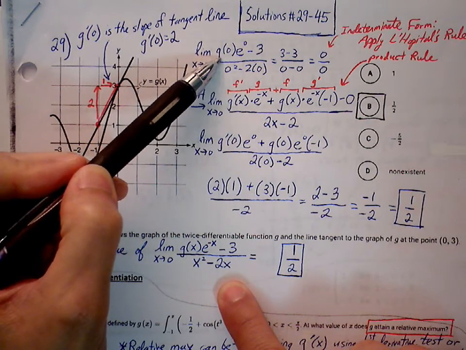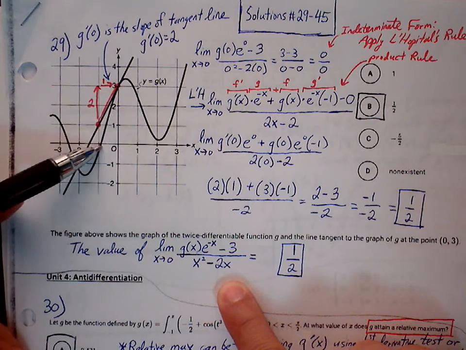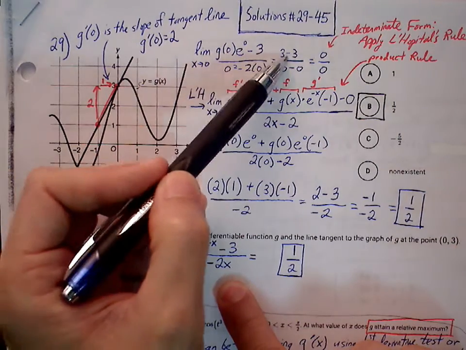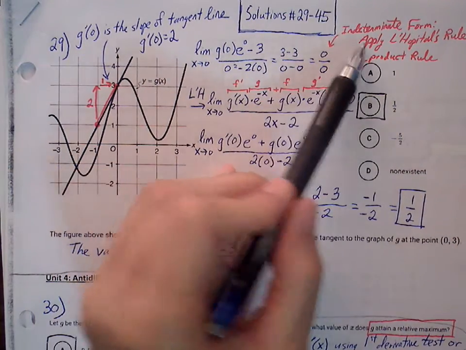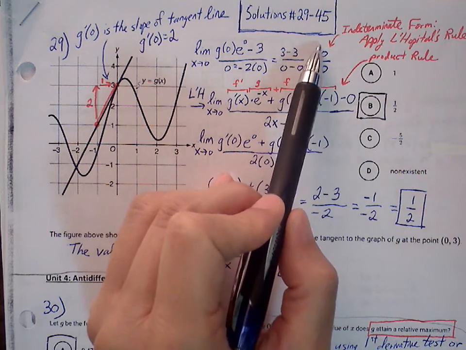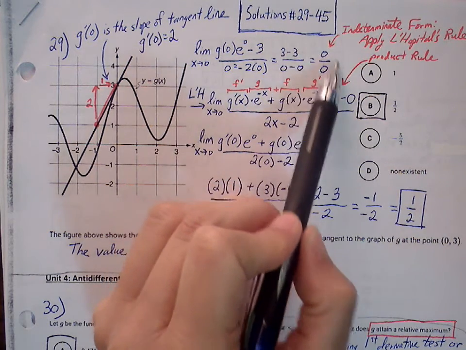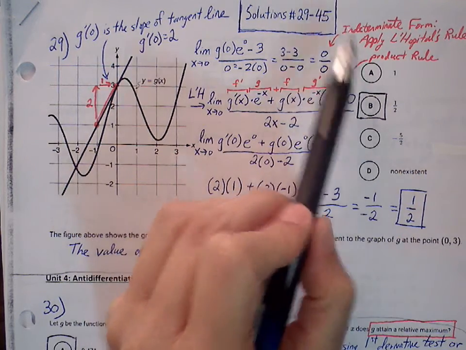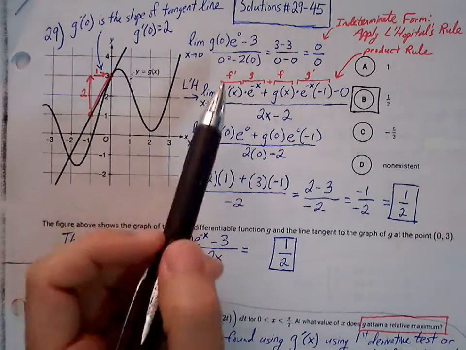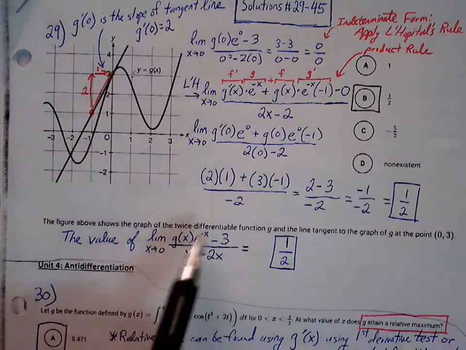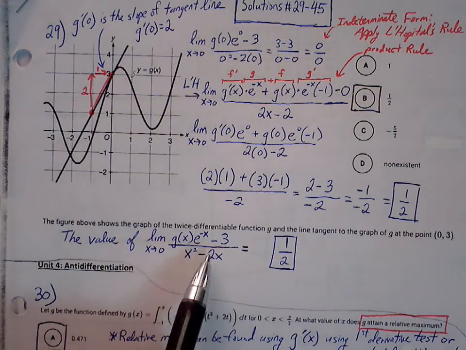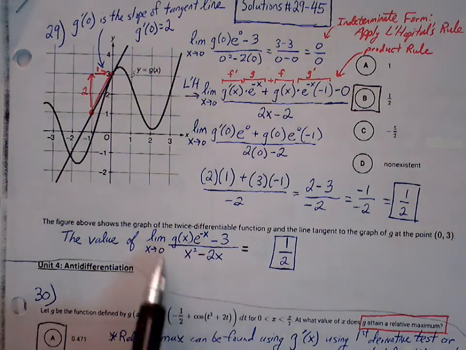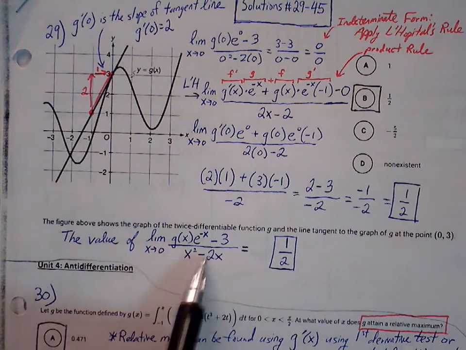So g of 0 is 3, right? That's the y value of the g graph, so that's 3. 3 times 1 is 3, 3 minus 3 is 0, so we get 0 over 0. Again, indeterminate form indicates that there is a limit that exists, but right now we are at an incomplete stage. So the way we get that 0 over 0 resolved is we're going to apply L'Hopital's rule, which means we're going to find the derivative of the numerator expression, and then separately find the derivative of the denominator expression. Once we find those, we can reevaluate, and hopefully that will lead us to a real number.